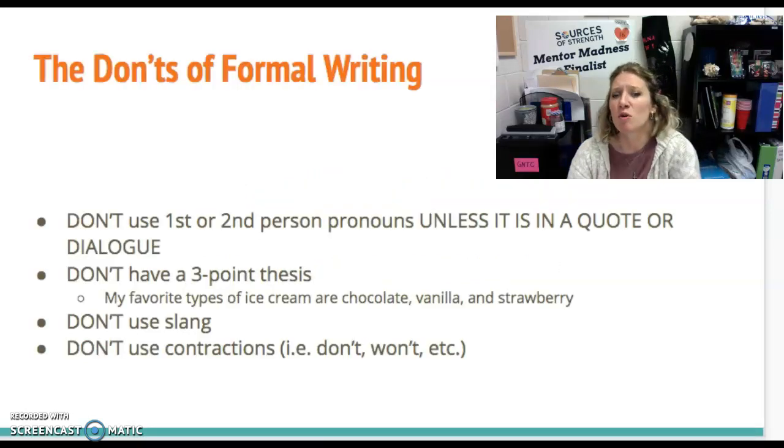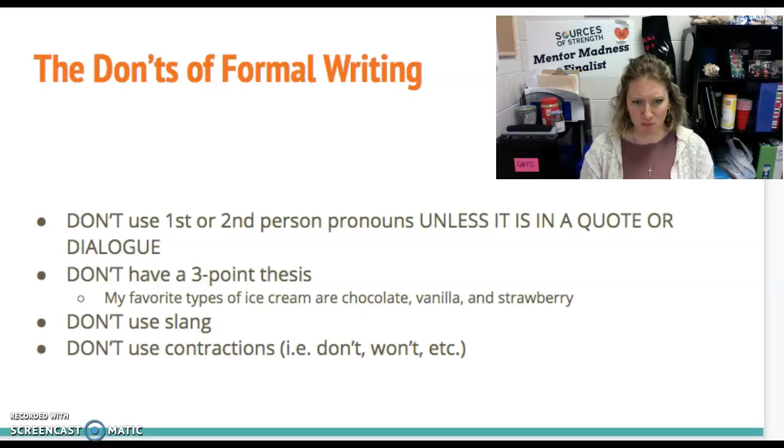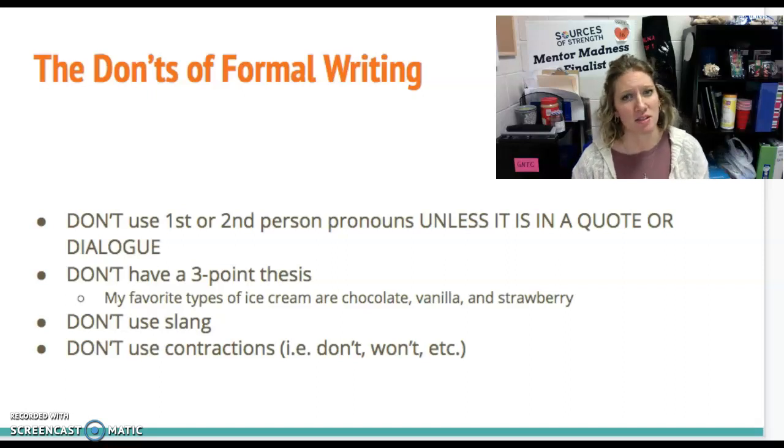So the don'ts of formal writing are pretty straightforward. You should not use first or second person pronouns unless it is in a quote or dialogue. So for example, you don't use the term I, me, my, you, we, our, those things. At the college level, that's considered very informal, and most of the time it can result in an automatic 60 on the paper. So you want to avoid those entirely.